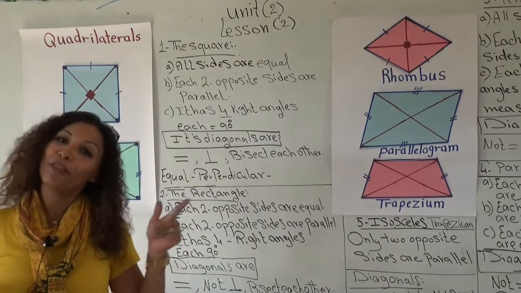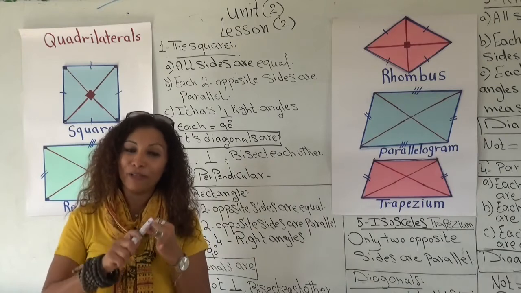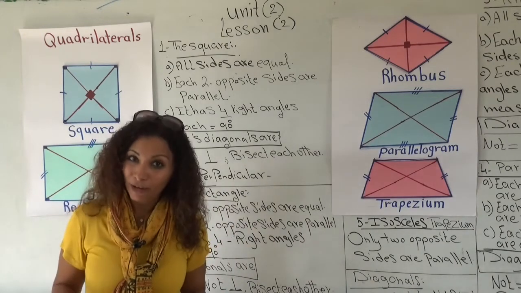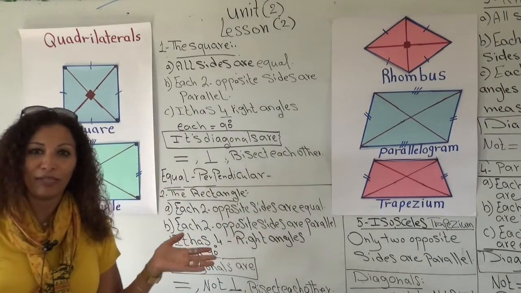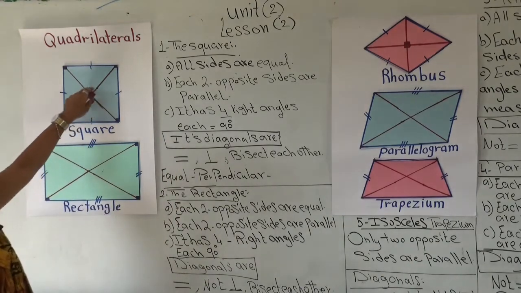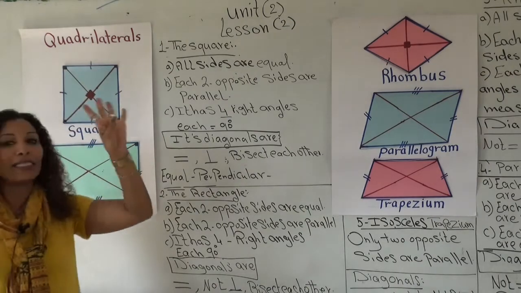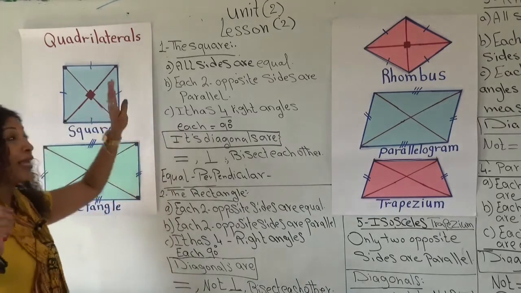Okay, we took the polygons before, and we said that the polygons are triangle, quadrilateral, pentagon, hexagon, heptagon, and octagon. Today we are going to take the quadrilaterals. We have many quadrilaterals. We are going to start from the square. First of all, the square is a quadrilateral because it has 4 sides, 4 angles, and 4 vertices.